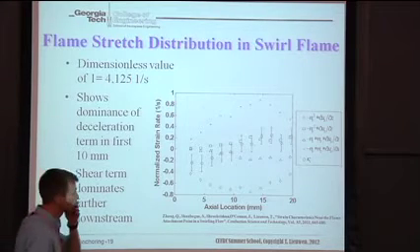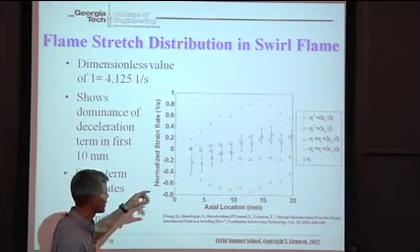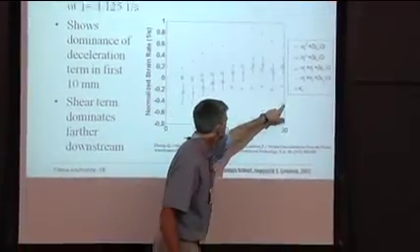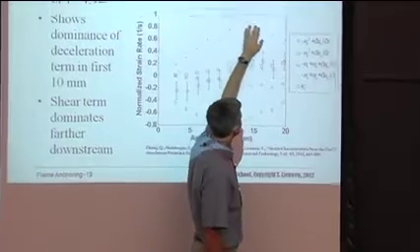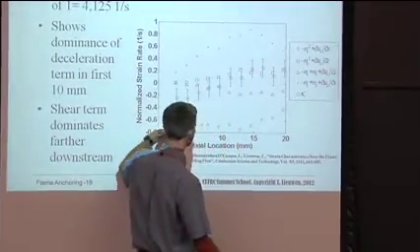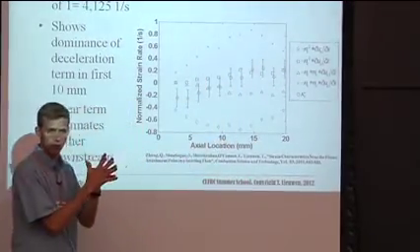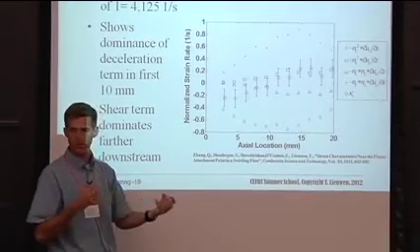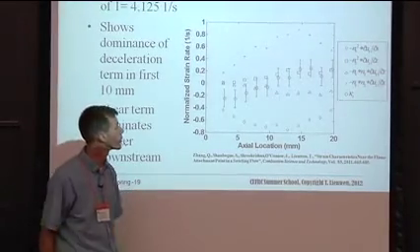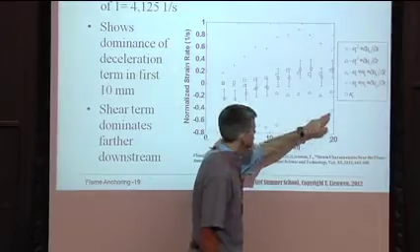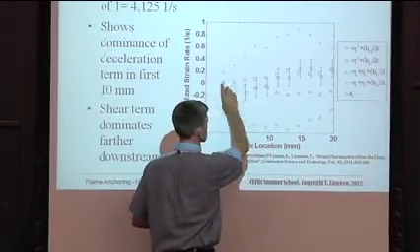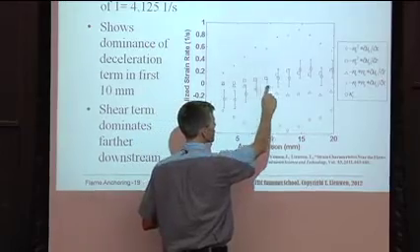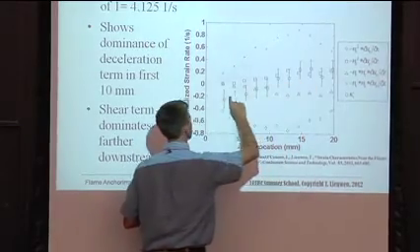This is a little bit of a mess, but basically this term here is the flow deceleration term. This is the normal strain. This is the shear strain. And I'm plotting the distribution as a function of downstream distance. I have a flame stabilized in a shear layer, and I'm trying to figure out who's dominating, shear strain or normal strain. You can see this term is negative, this term is positive. And I have a bunch of terms which are small, which I should have gotten rid of. But what you're interested in is this. This is the resultant flame stretch.